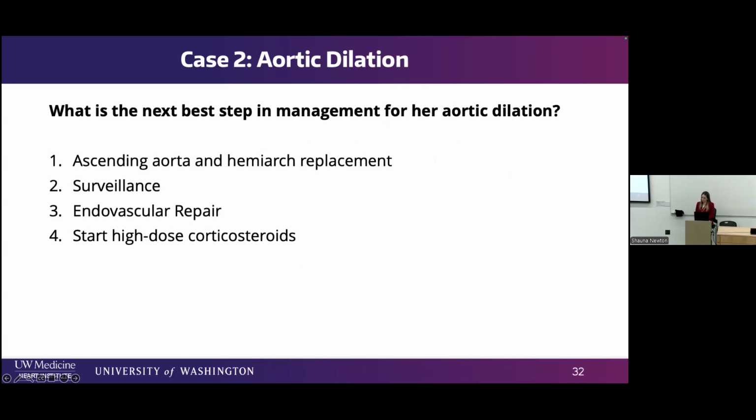And so for our next poll, I want to know what you think is the next best step in management for her aortic dilation. Should we go ahead and do surgery now? Should we do surveillance, endovascular repair, or should we start high-dose corticosteroids?